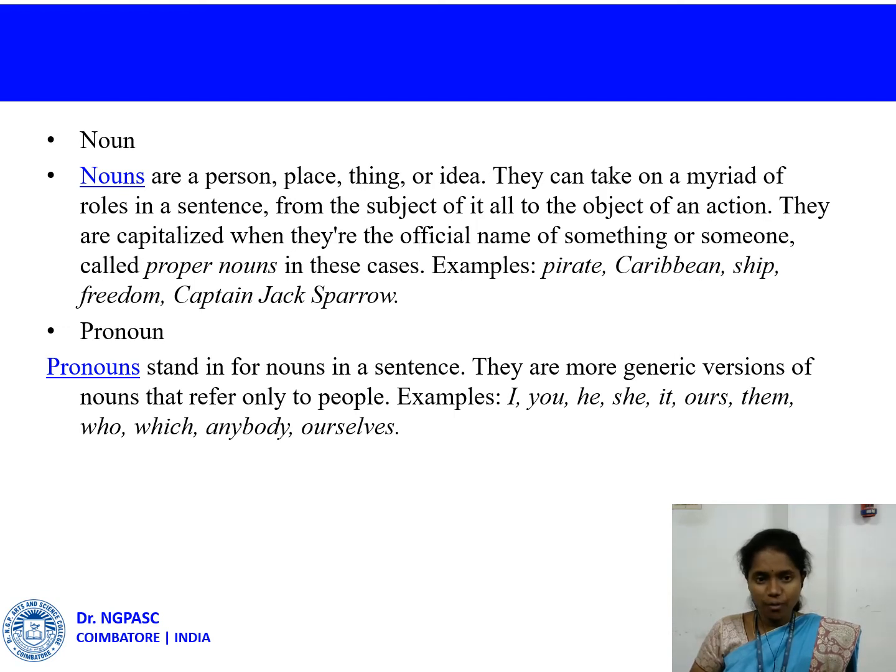Next one we have pronouns. They stand in for nouns in a sentence, and are also used in front of or instead of a noun. Pronouns are used instead of a noun. They are more generic versions of nouns that refer to people. Examples: I, you, he, she, it, ours, them, who, which, anybody, everybody, and ourselves.